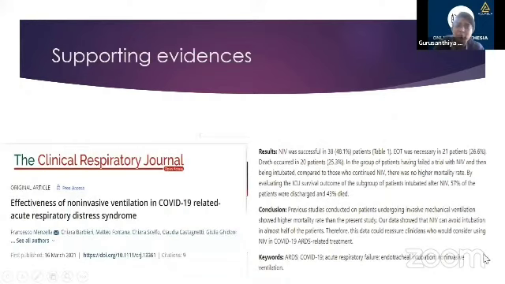The supporting evidence for using non-invasive ventilation in such cases has been in the Lancet Journal and the Clinical Respiratory Journal from the start, showing that the effectiveness of non-invasive ventilation can avoid intubation in timely periods in about half of the patients they have seen.